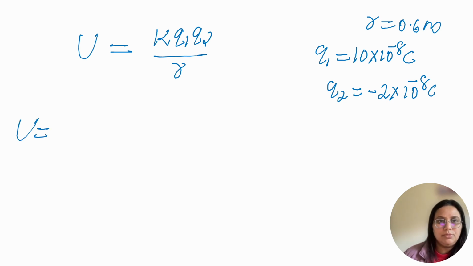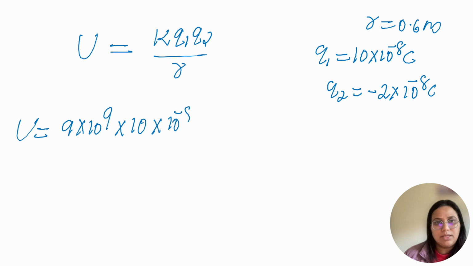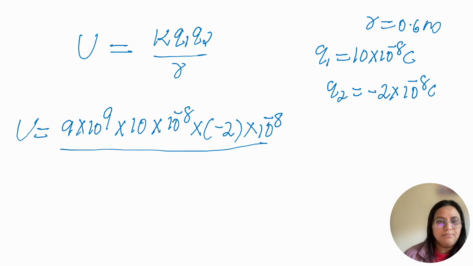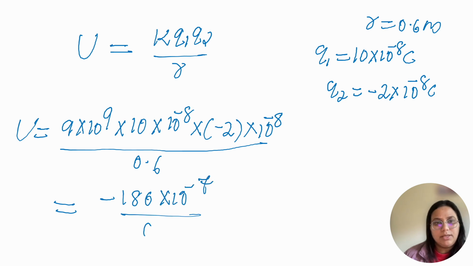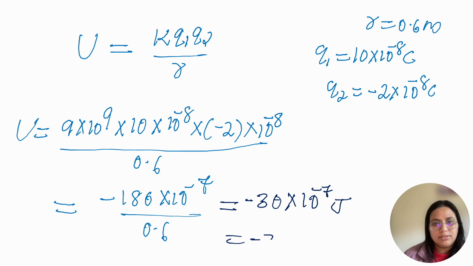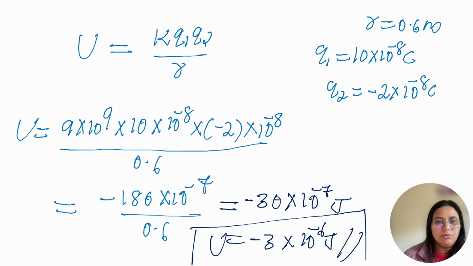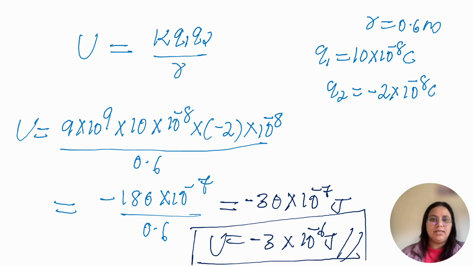So U is equal to K, which is 9 into 10 power of 9, into 10 into 10 power of minus 8, into minus 2 into 10 power of minus 8, divided by 0.6. If you simplify this, what you get is minus 180 into 10 power of minus 7 divided by 0.6, which is equal to minus 30 into 10 power of minus 7 joule, or minus 3 into 10 power of minus 6 joule. So the electrostatic potential energy U is equal to minus 3 into 10 power of minus 6 joule.